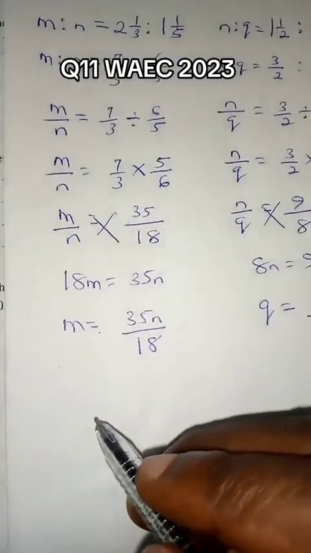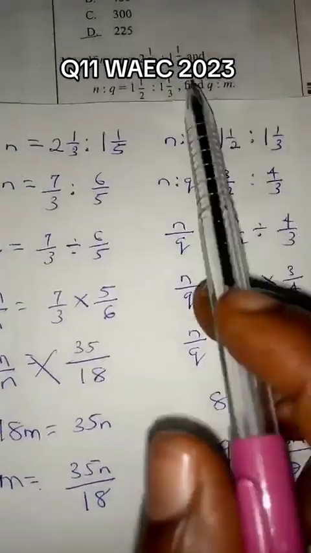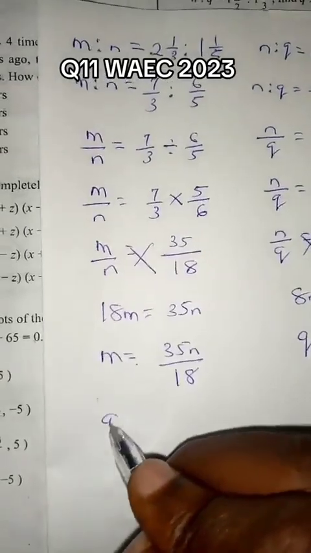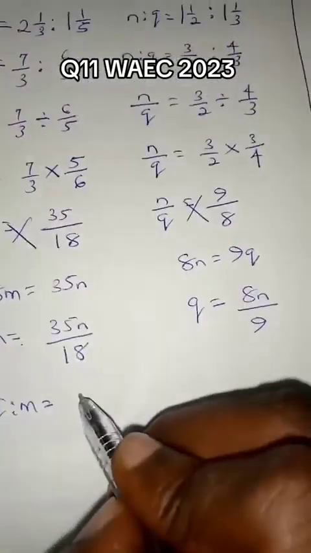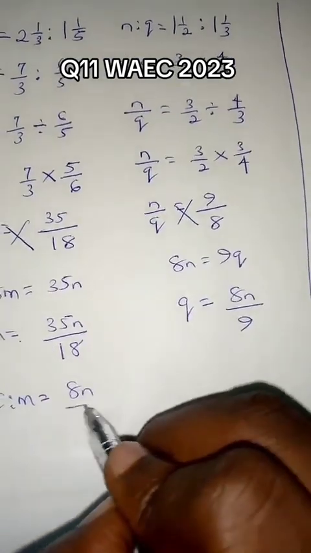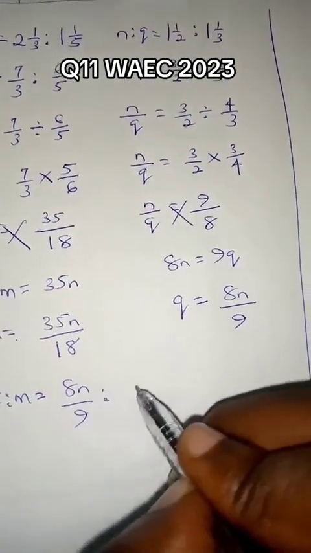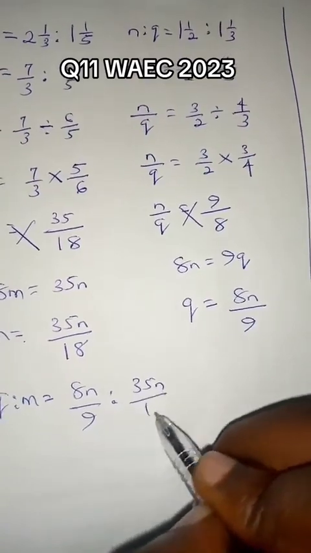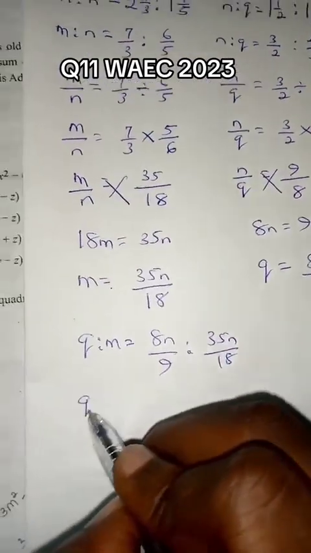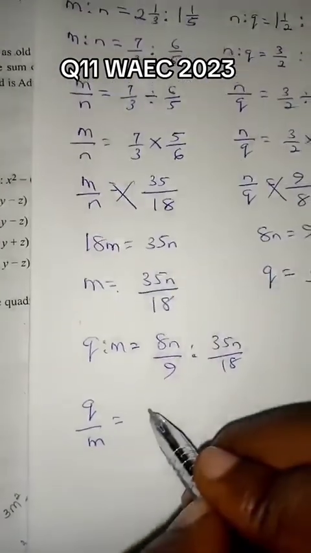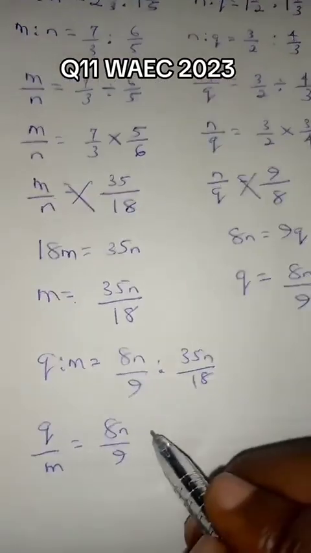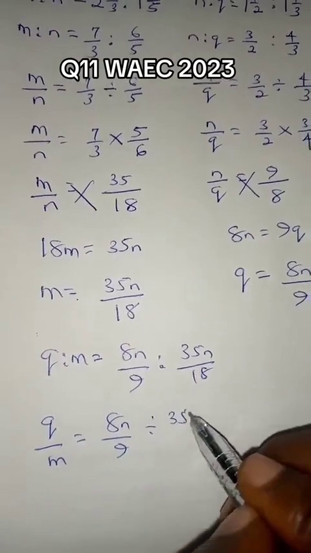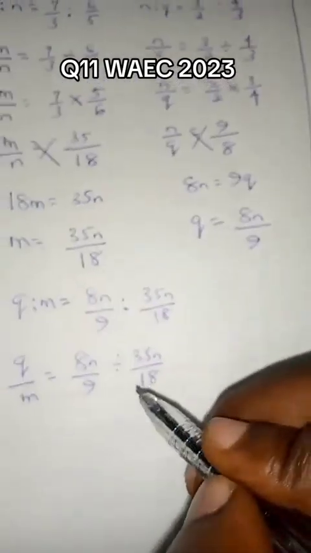So the question says find q ratio m. So q ratio m is going to be 8n over 9 ratio 35n over 18. So q divided by m is the same as 8n over 9 divided by 35n over 18.